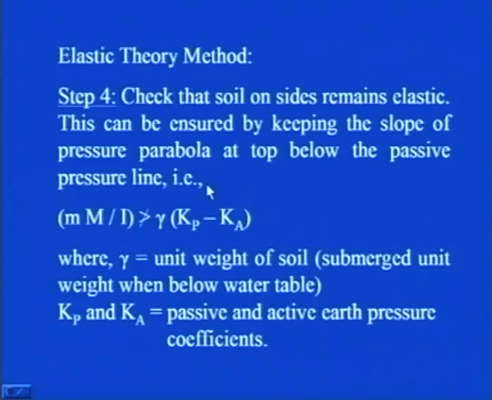Now, step 4 is that you have to check that the soil on sides remains elastic. This can be ensured by keeping the slope of pressure parabola at top below the passive pressure line. That is, m by I should not be more than gamma times (k p minus k a), where gamma is the unit weight of soil, that is the submerged unit weight when it is below water table, and k p and k a are the passive and active earth pressure coefficients respectively. So, in step 3, you have to satisfy those two conditions, and in step 4, you have to check that this particular condition is satisfied.